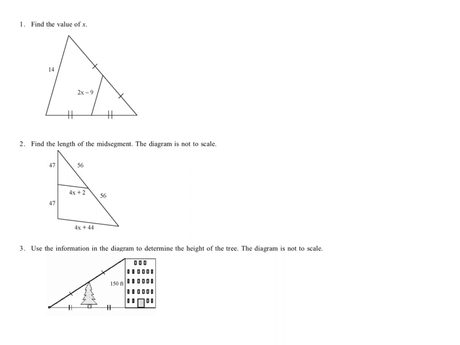For these problems, what you need to know is that the midsegment is half the length of the side that it is parallel to. For problem number 1, then, you would set it up by saying 2 times 2x minus 9. Doubling the midsegment length will make it equal to that side that it's parallel to. That's the setup. I know that you can do the algebra to solve that, so I'm going to leave it to you to solve it.